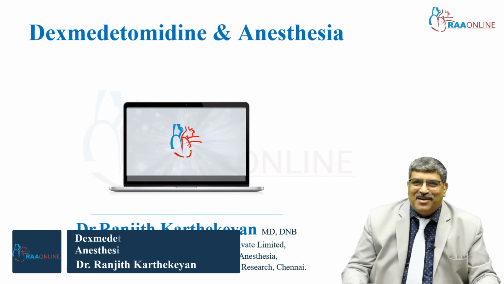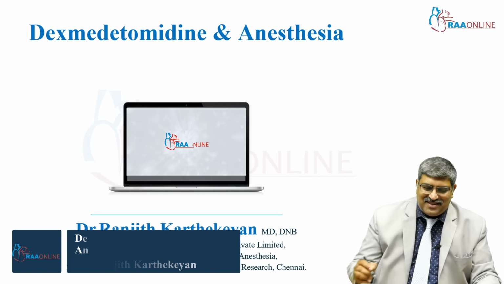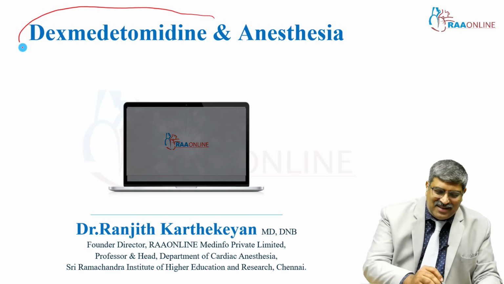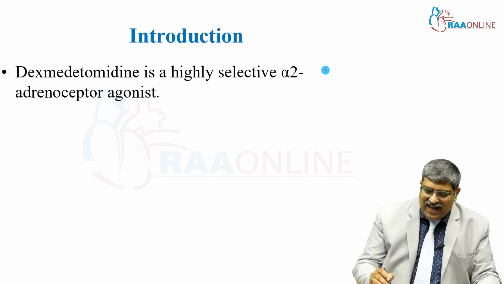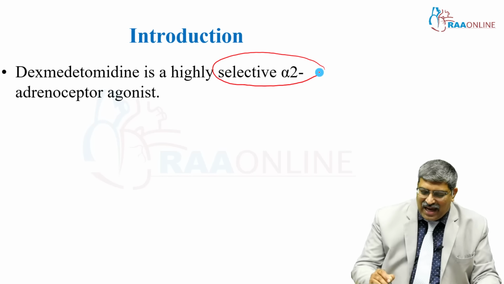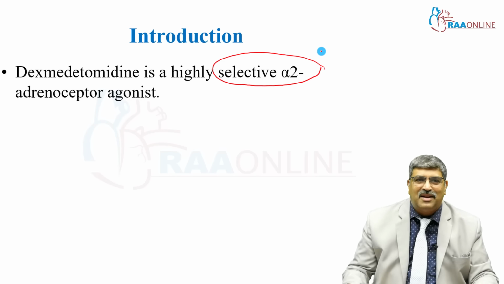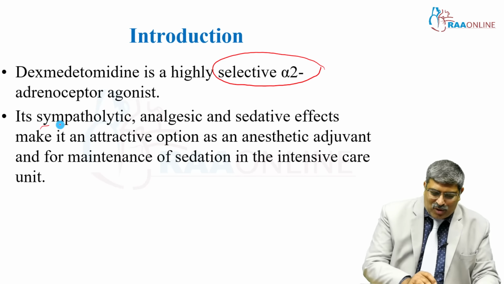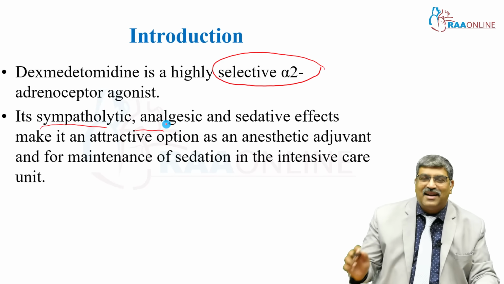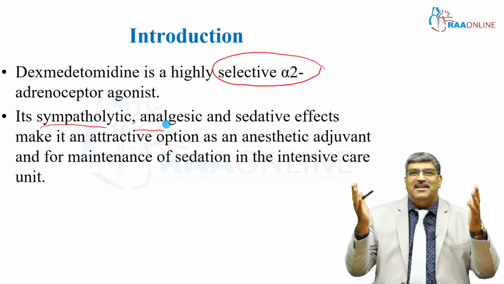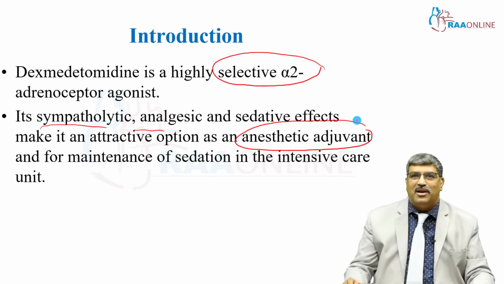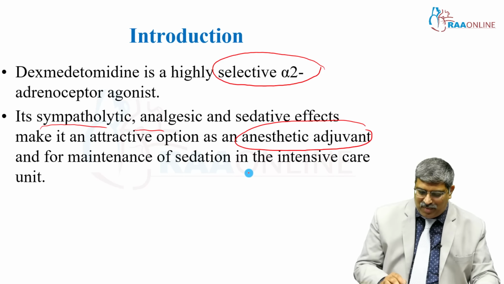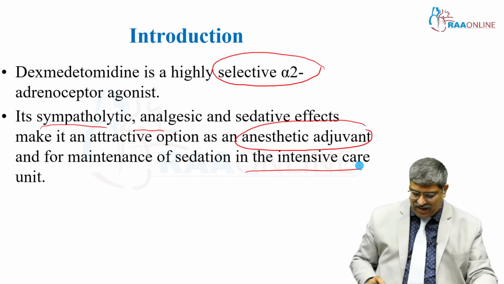Today we are going to see about one wonder drug in anesthesia. That is nothing but Dexmedetomidine. Dexmedetomidine is a highly selective alpha-2 adrenoreceptor agonist. It is sympatholytic, analgesic and sedative, which makes it an attractive option for anesthesia adjuvant, not only in the operating room but also in the intensive care unit.